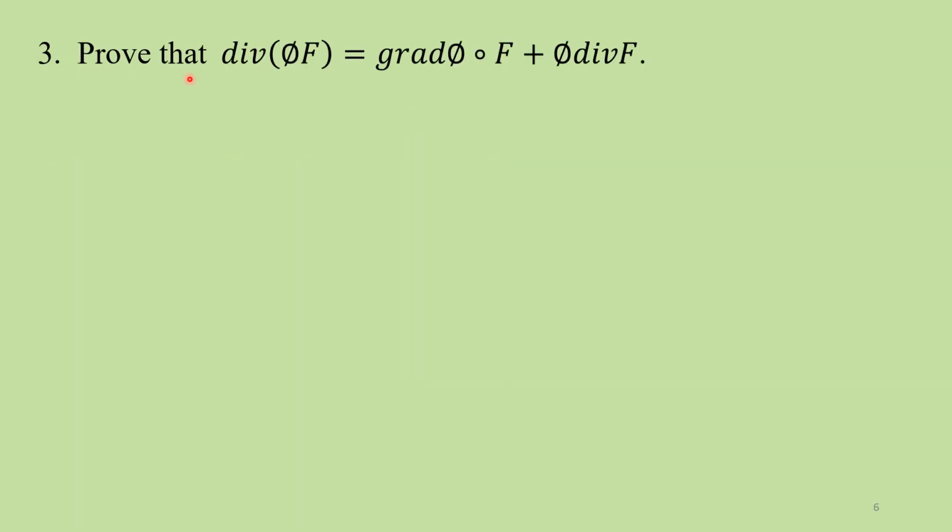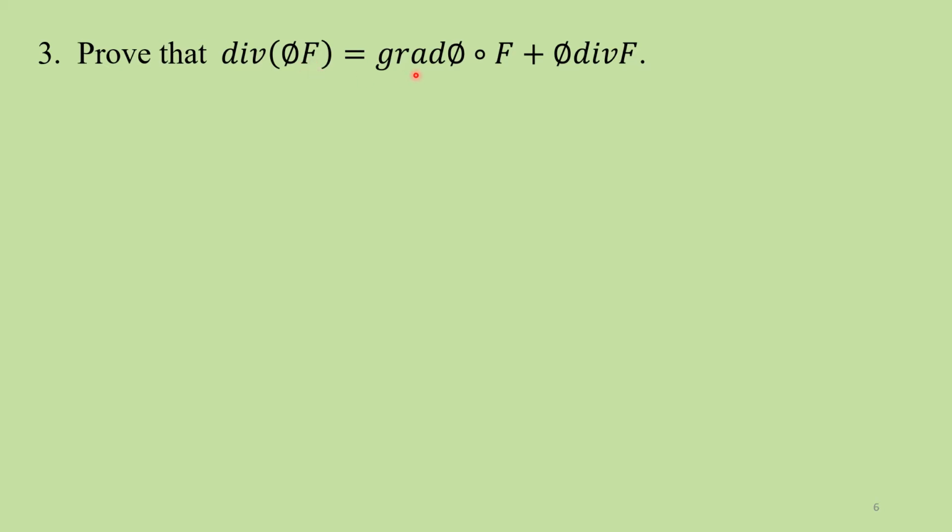Third identity, prove that div of phi f is equal to grad phi dot f plus phi times div f. So here we take the div or divergence of a scalar multiple of a vector quantity, that is the product of a scalar and a vector. So phi is a scalar function and f is a vector point function. So similarly we have one more identity. The next will be the curl of a scalar multiple of vector point function f.